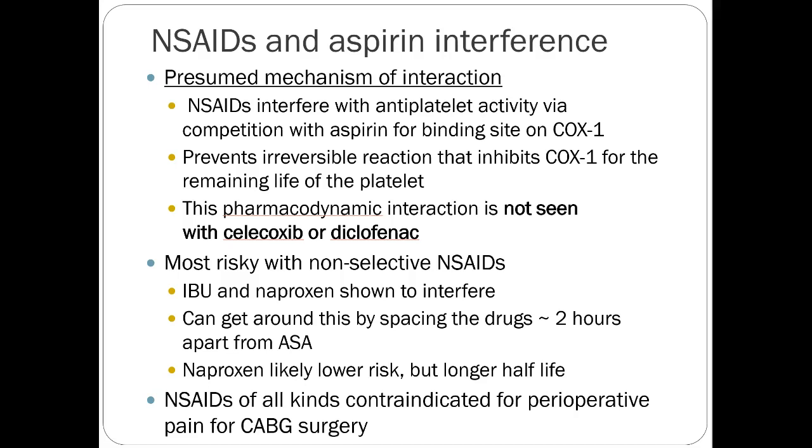Anyway, one of the things you can do to get around this is space the drugs about 2 hours apart from aspirin. So if you give your aspirin and let it reach its peak levels, theoretically, it's going to get throughout the body. It's going to work on the platelets it needs to. It's going to bind to those sites. It's going to bind tight. And when you give the ibuprofen, nothing's going to happen as far as platelets go, theoretically. So that's one way we can look at doing it. Otherwise, naproxen, even though thought to be a non-selective NSAID and shown to interfere with this process, again, has this possible sustained antiplatelet effect that it comes along with. So there's that to consider as well.